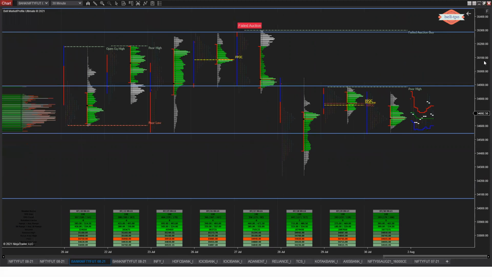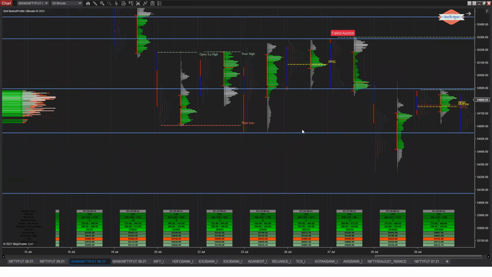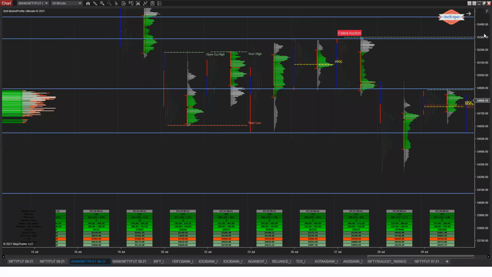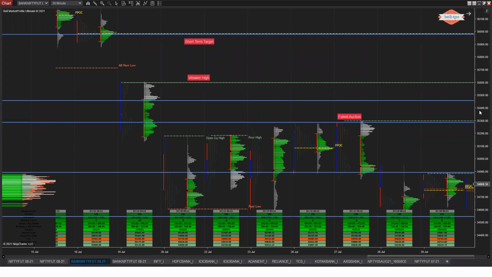So far, if you see who had control, sellers are the ones who are coming and controlling. Short-term sellers are the ones who thus far controlled in Bank Nifty as well. Most likely, these sellers are temporary sellers. That's what you can say.